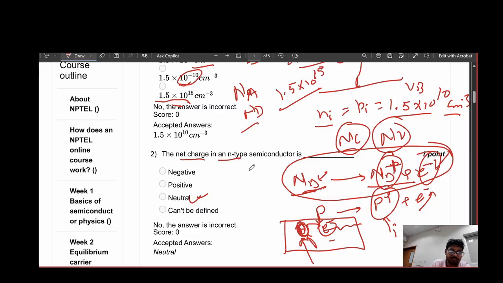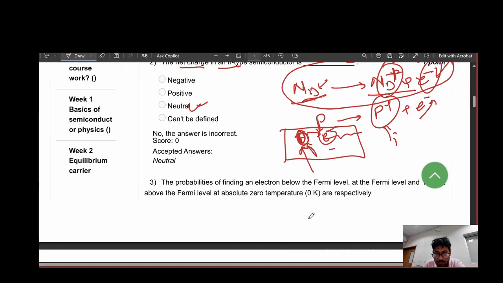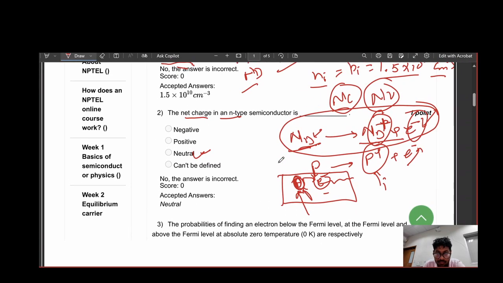Sir, you want to say that in case of an N-type semiconductor, there will be some immobile ion plus electron donor as a donor atom. Yes, both are there in the semiconductor. The donor atom is there, and the electron is there. So that's why it is neutral. Okay, sir.